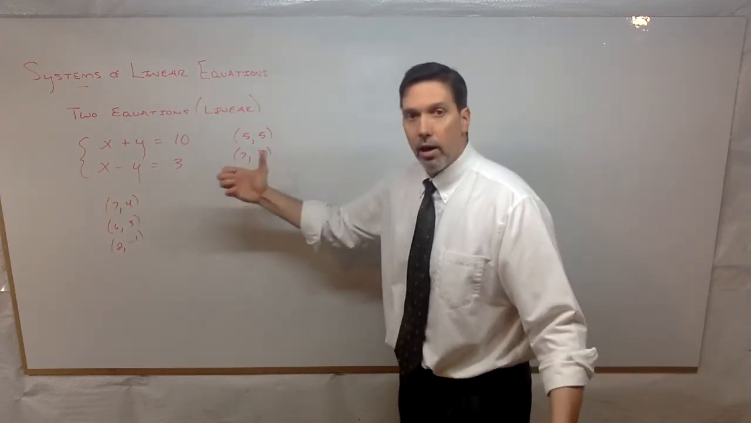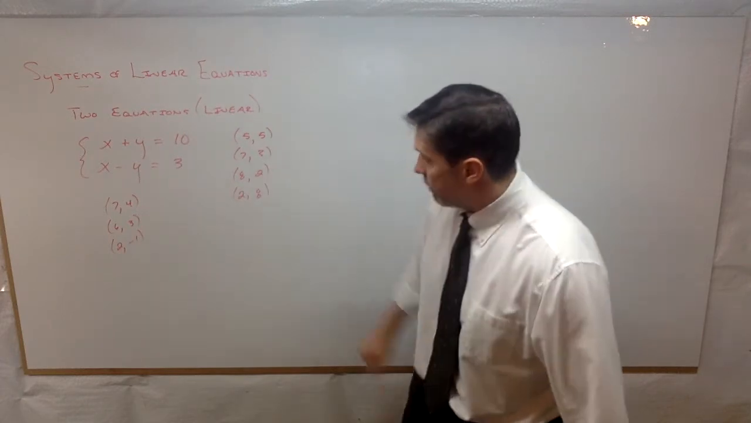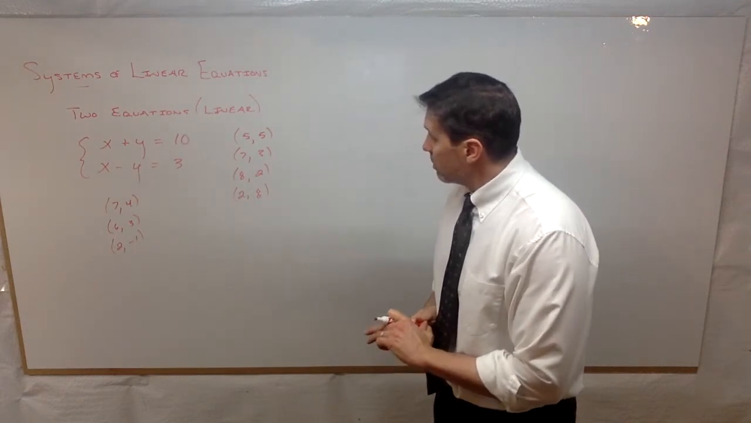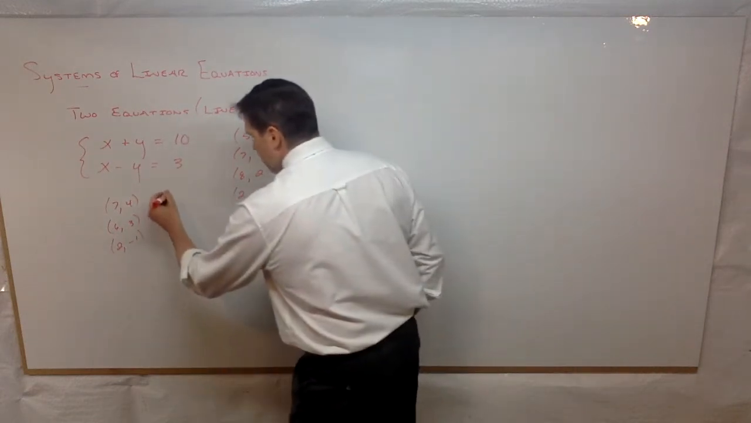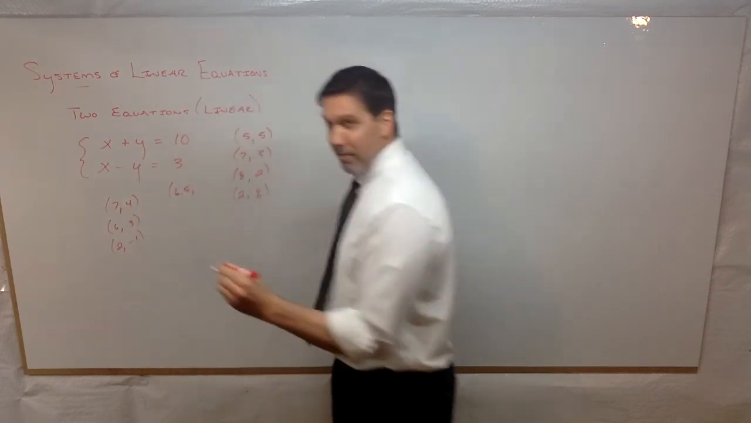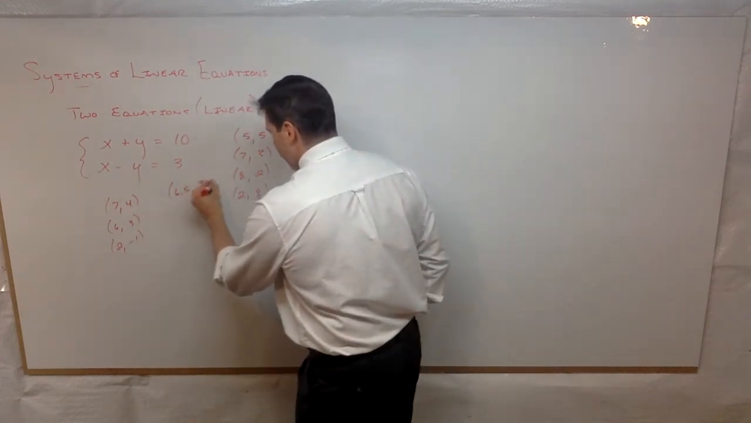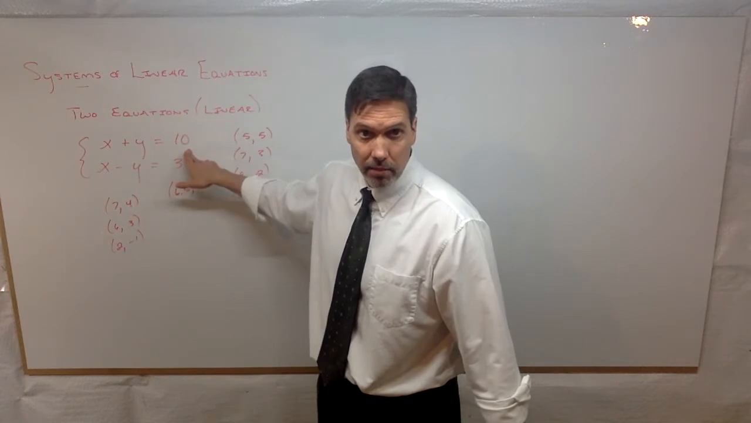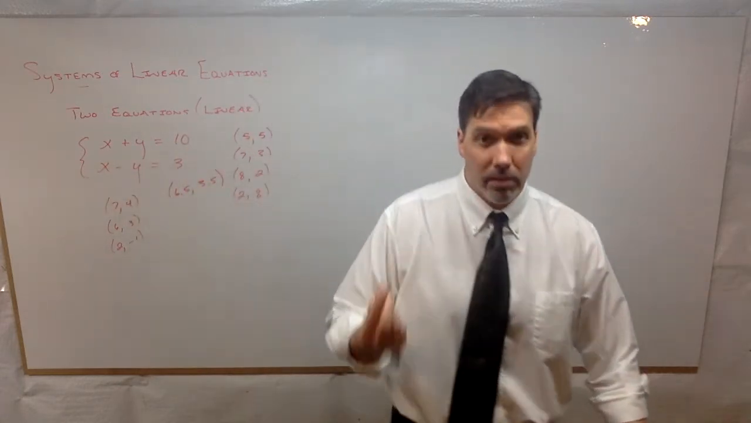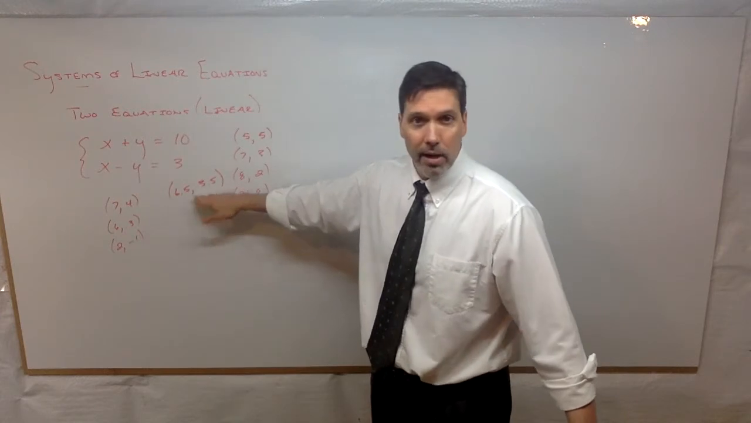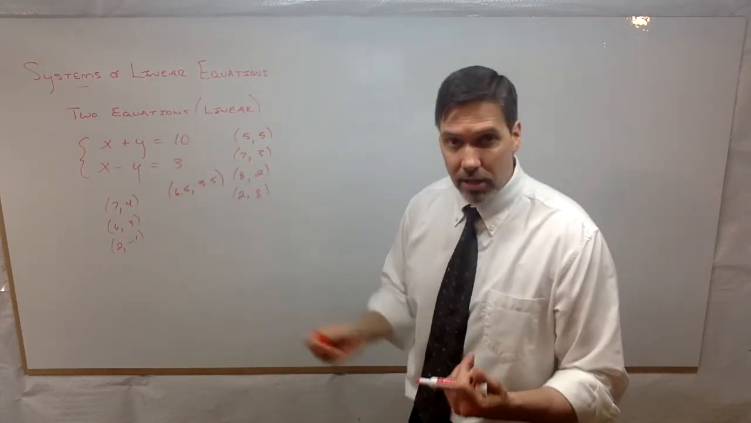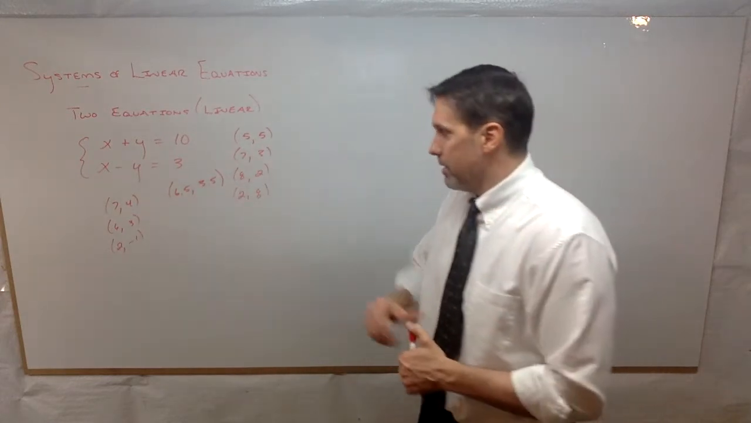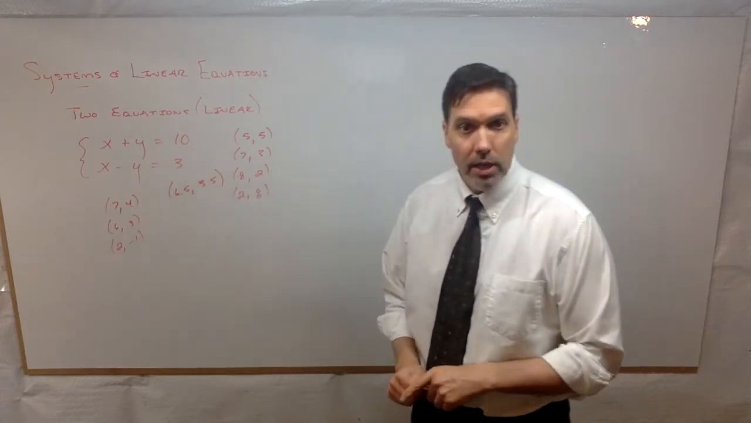So what ordered pair works in both? Now, the ones I have up here, I don't believe any of them work. And in fact, I don't think it's going to be pretty. I think the answer is 6.5 comma 3.5. 6.5 plus 3.5 does add up to be 10. 6.5 minus 3.5 is 3. This is the one ordered pair that would work in both equations. This is what we call the solution to the system. It is an ordered pair that works in both.